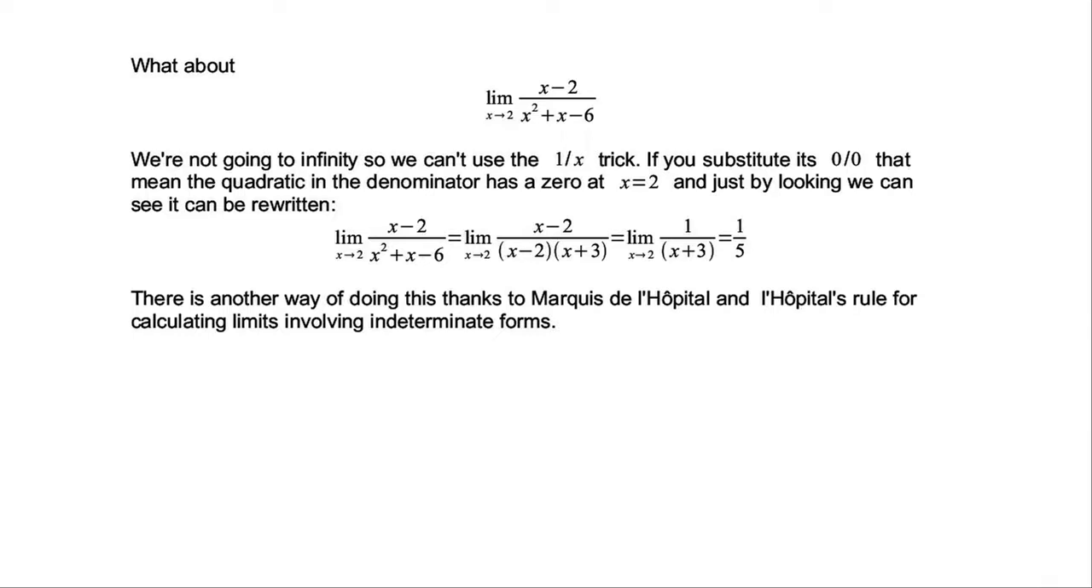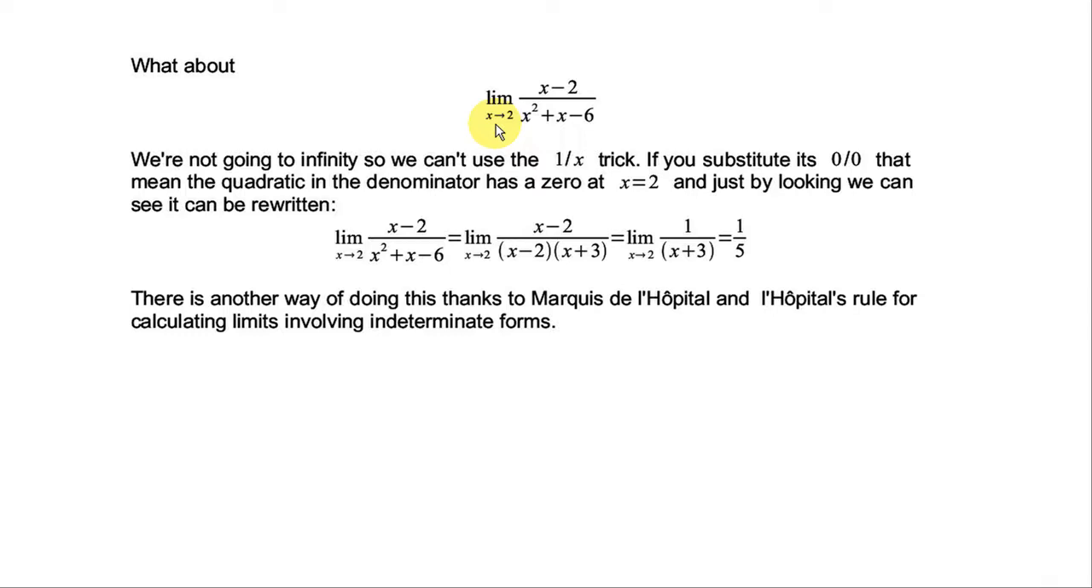Okay, here's a more interesting case. This time we're looking at the limit as x equals 2. So because we're not going to infinity, we can't throw stuff away like we did when x went to infinity, and we've got no 1 over x tricks, because it's not applicable now because x is going to 2. Well, the first thing you do is substitute x equals 2 into that and see if it works, because you never know, it might do. But if you do that, you get 0 over 0.